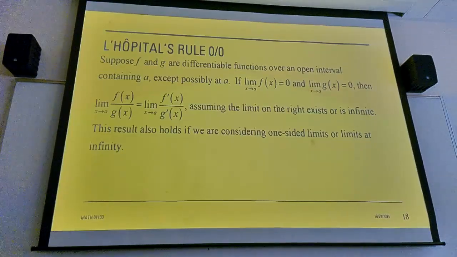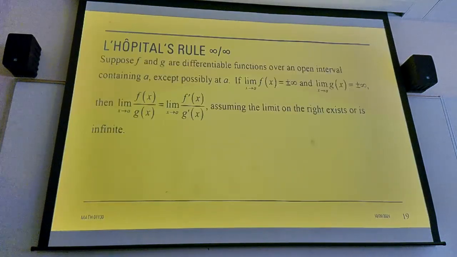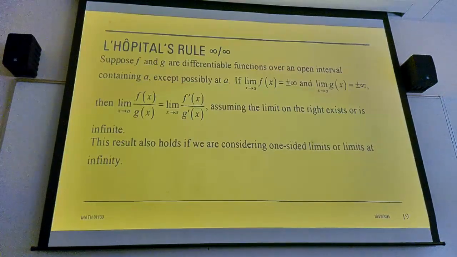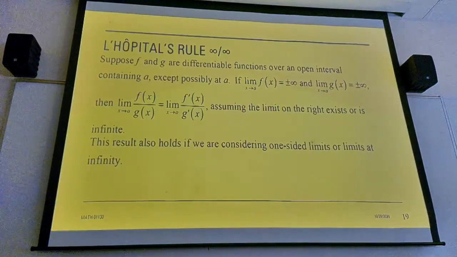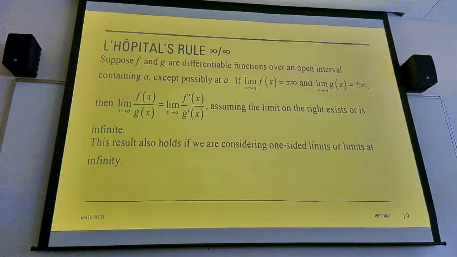The other form is the infinity over infinity form, and it's the exact same thing, except you get a form of infinity over infinity instead. And that's it. I feel like those can just be condensed into one rule. It would be really messy to write it that way. It is one rule. We just write it with two different indeterminate forms.